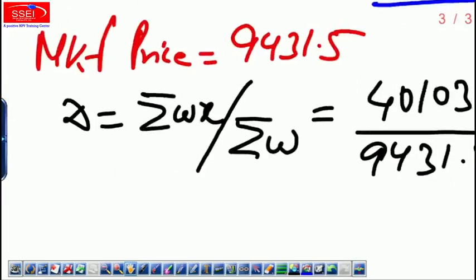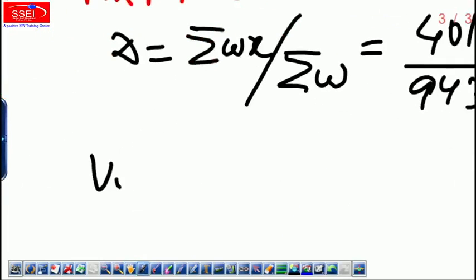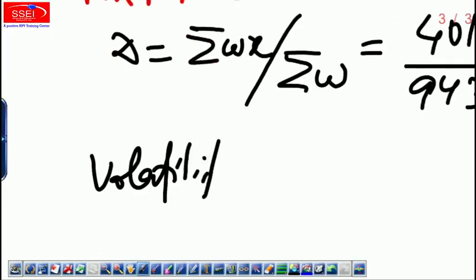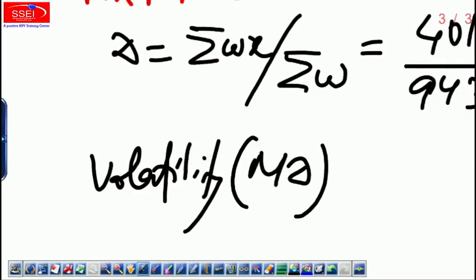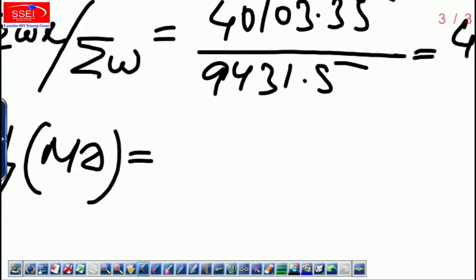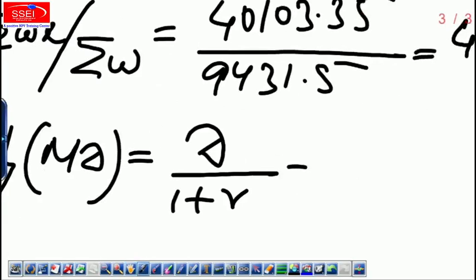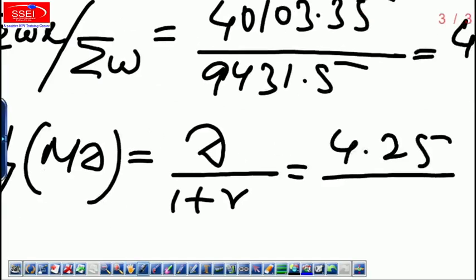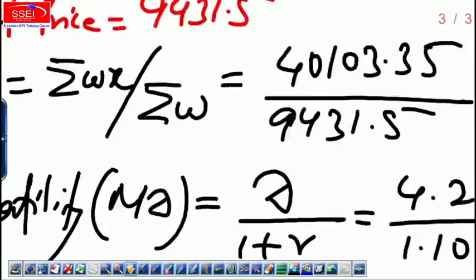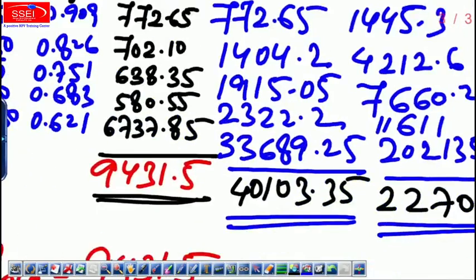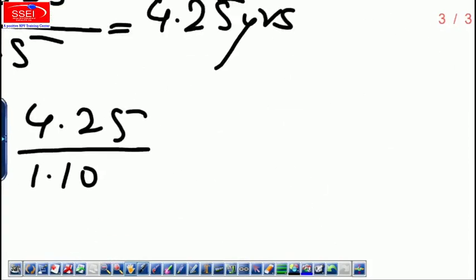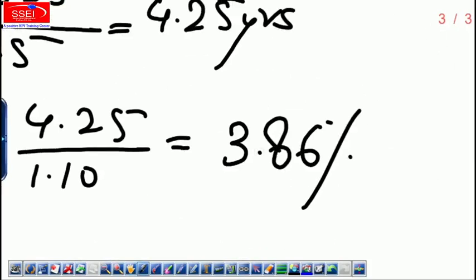Now we want volatility, bond volatility, that is MD, modified duration. It is duration by 1 plus R. So it is 4.25 divided by 1.1, the 10% YTM, which comes to 3.86%. So if interest rate changes by 1%, bond price will change by 3.86%, ignoring convexity, in the opposite direction.